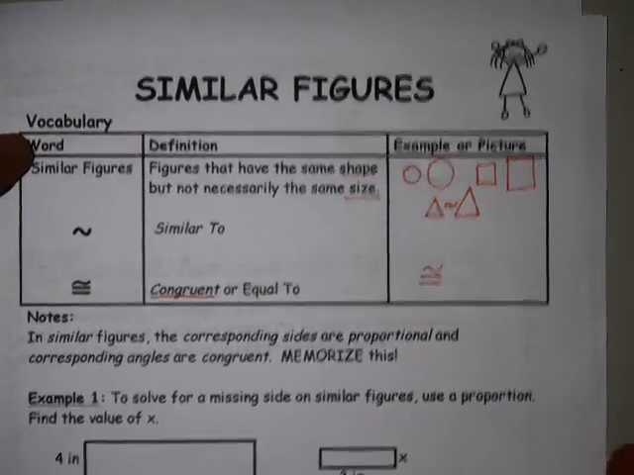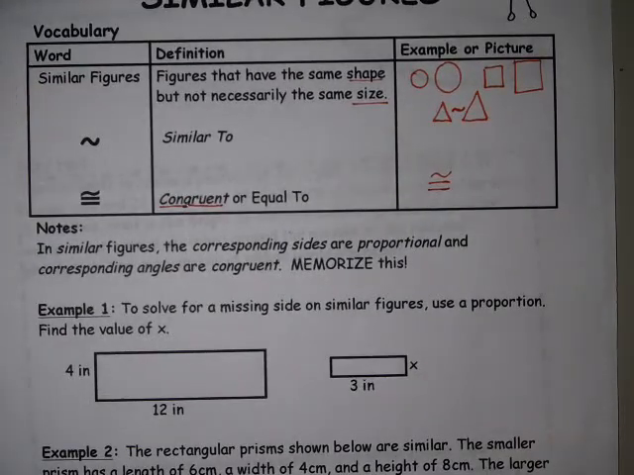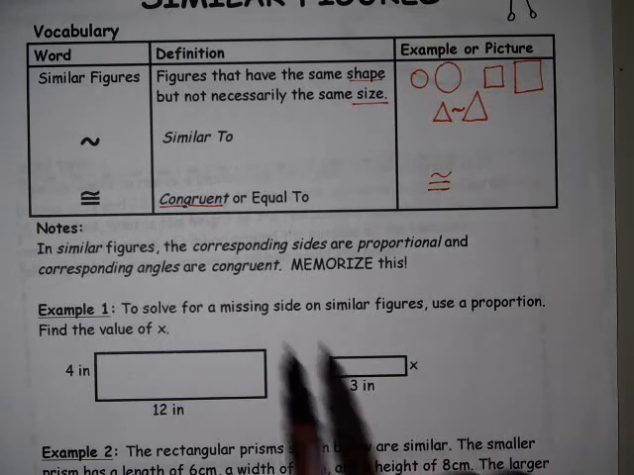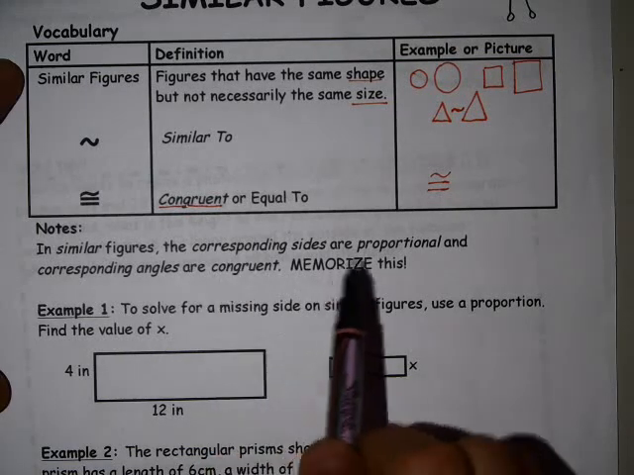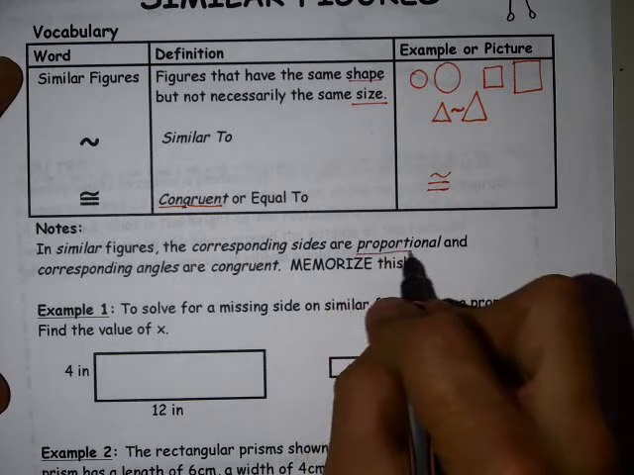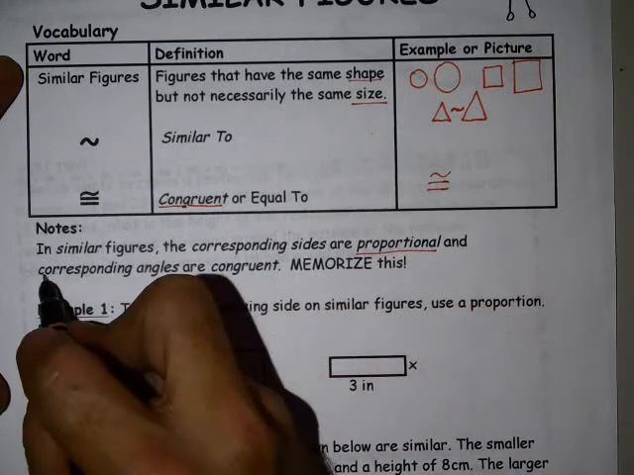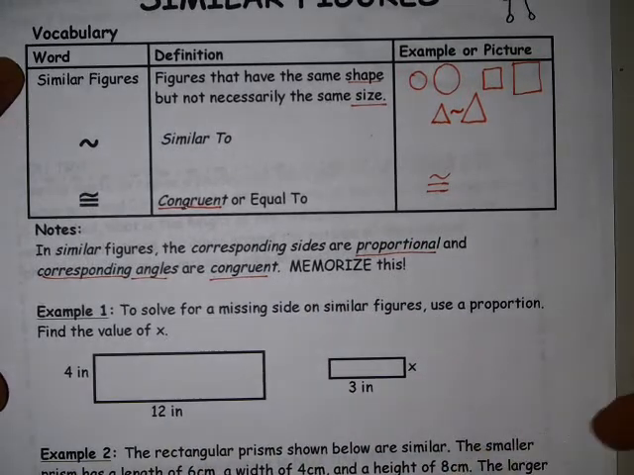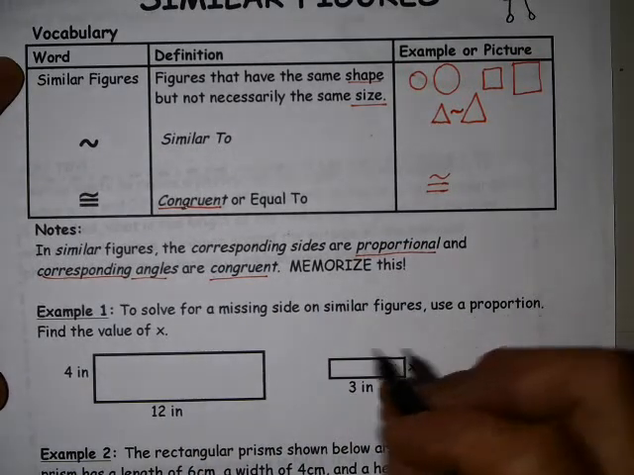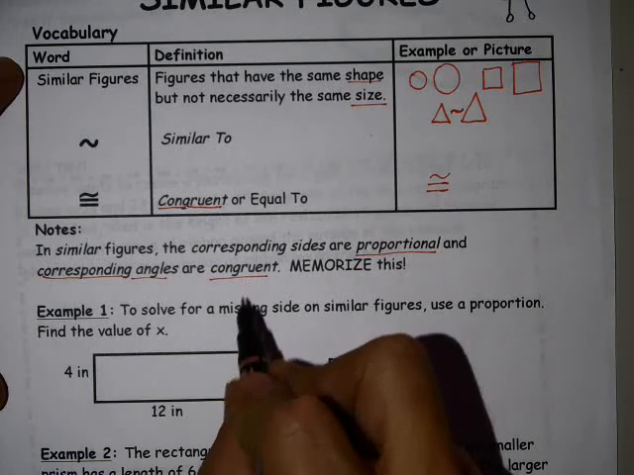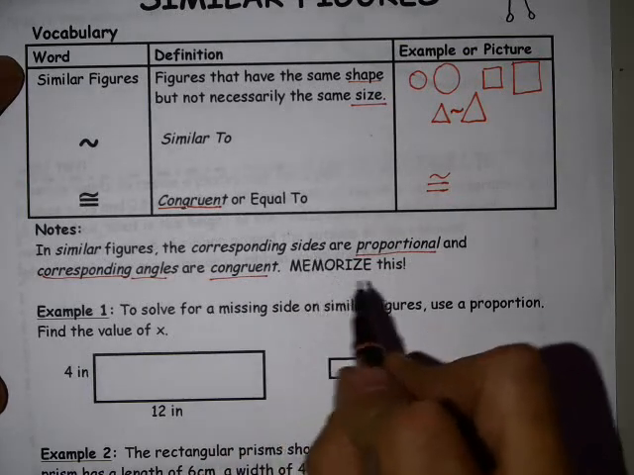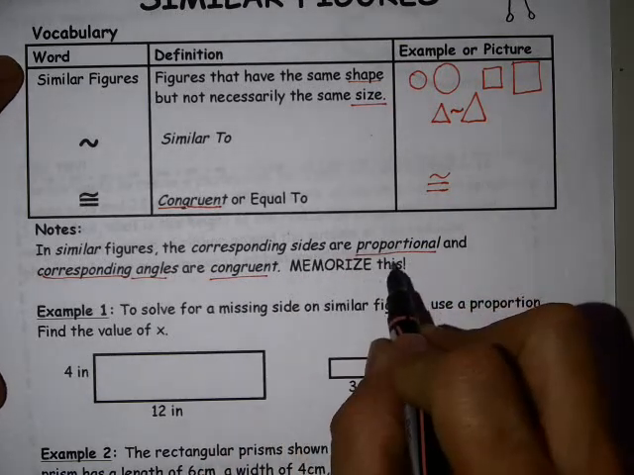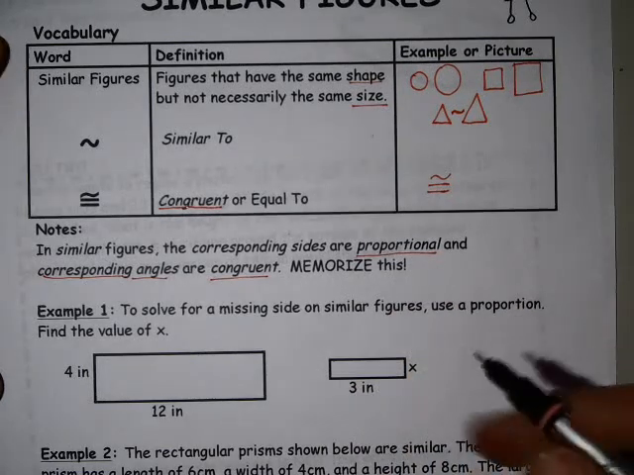Okay, so when we get to similar figures and we're going to solve how to do them, there are some things we need to remember. The first thing is that the corresponding sides are proportional and the corresponding angles are congruent. So when we're talking about angles, we would say they're congruent. When we talk about the sides of the shape, we're talking about those being proportional.